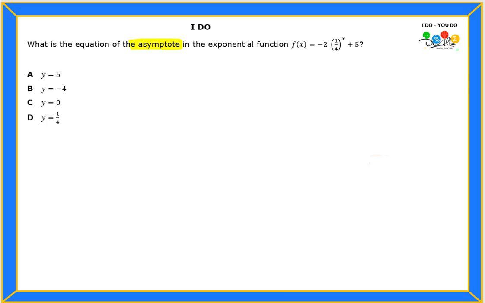If I was to sketch this or put it on a grid, graph it, how would that look? This basically means that my function will approach a certain number, but in a way that it will never ever cross it. So what number is that? Let me write down my function notation: f of x equals negative 2 parentheses 1/4 to the x power plus 5.